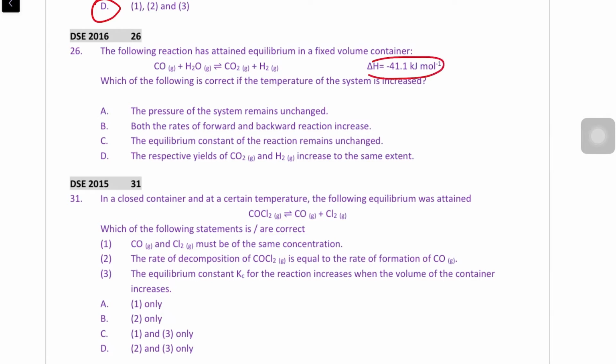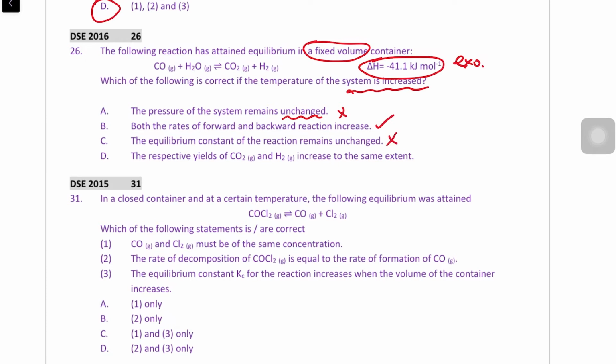Okay, question 26. This one is exothermic. So if the temperature increases, first we can expect more and more backward reaction. For the fixed volume, if you increase the temperature, of course the pressure will increase, right? So unchanged is meaningless. The second one, very good. Both forward and backward reaction rate increase because the high temperature gives more kinetic energy.